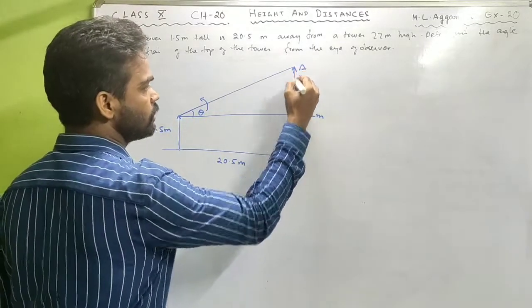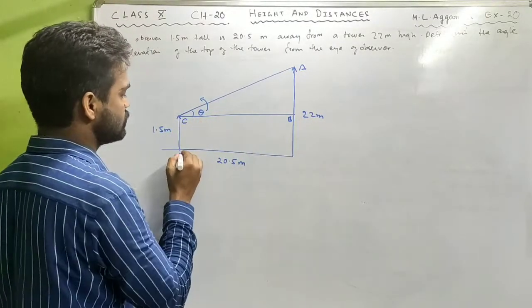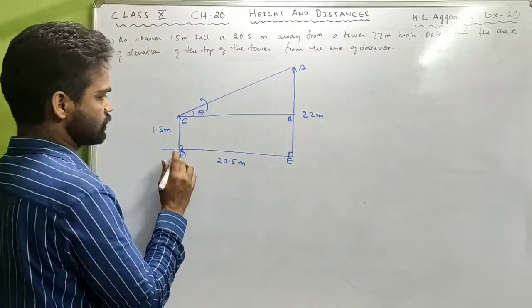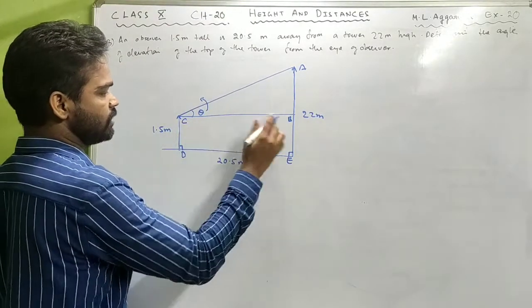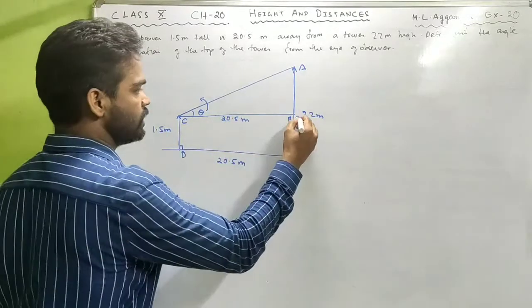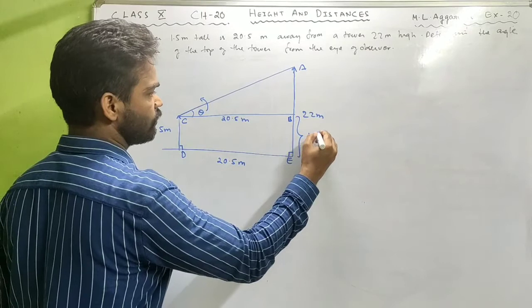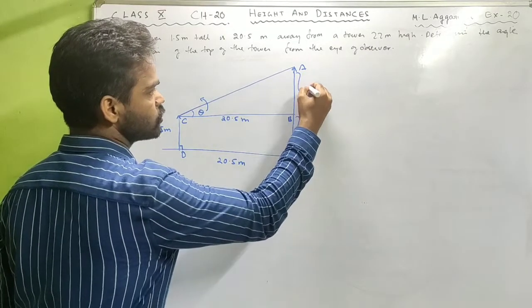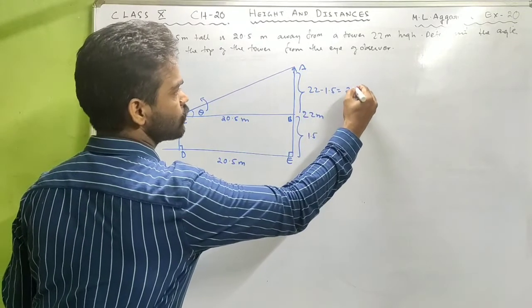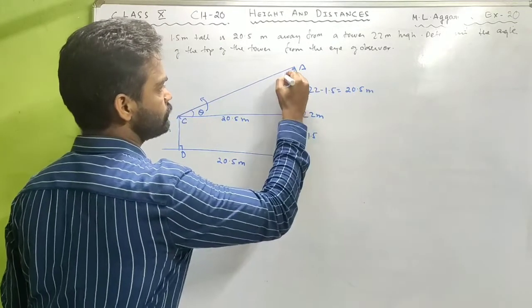Now look, A, B, C, D, E. Of course, DE and CB are the same, 20.5 meter. Now BE is 1.5, so AB will be 22 minus 1.5. That's how much? 20.5 meter.